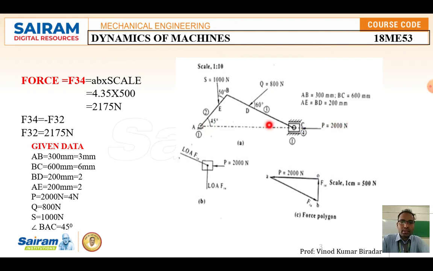And BC is equal to what? BC is equal to 600, that is 6 centimeter. Keep the compass at point B, cut one arc on this element, you are going to get the BC line. So you are going to get the third element. Next, they have given AE. Again AE is equal to 2. Keep the protractor at point A, cut one arc at the 200 mm length.